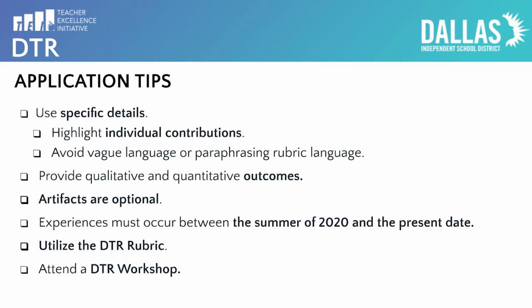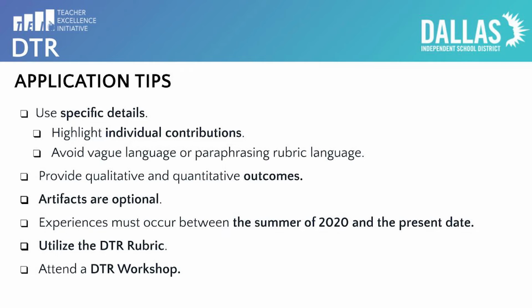Here are some tips to consider when completing the DTR application. 1. Use specific details to describe key actions and outcomes. Highlight individual contributions and avoid using vague language or quoting or paraphrasing rubric language. 2. Provide qualitative and quantitative outcomes that are clearly and directly linked to the actions provided.